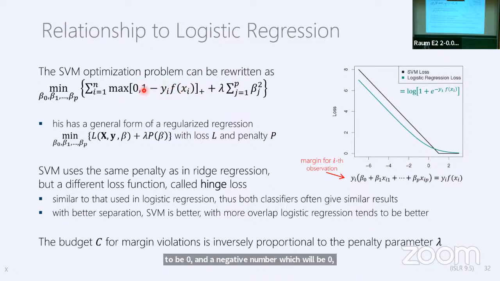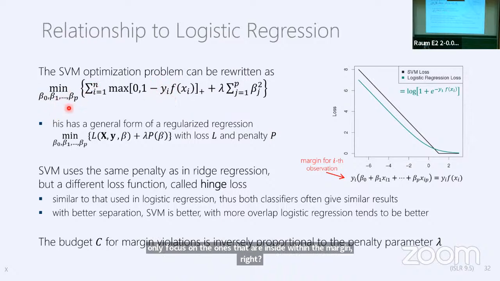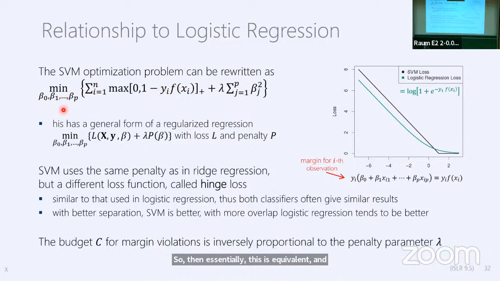So what does this function do? It takes data points that are more than 1 away from the hyperplane, and says, okay, you are more than 1 away, I don't care about you, you don't contribute to the loss, I only focus on the ones that are inside within the margin. Right? So then essentially this is equivalent. And we're just finding again all of these hyperparameters such that our loss in this case is minimized.